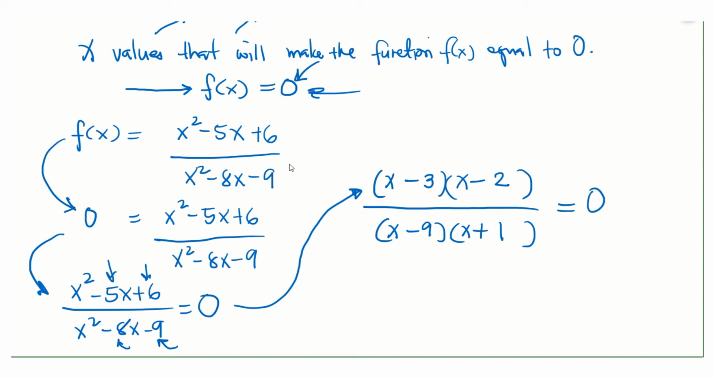Now, once you have factored the expressions, try to check if you can cancel any of the factors. That's why I do not suggest to cross multiply immediately, because there might be some expressions that can be cancelled. However, in this case, you have x minus 3, x minus 2, x minus 9, x plus 1. They're all different. So you are safe now to multiply both sides by the denominator, or simply cross multiply.